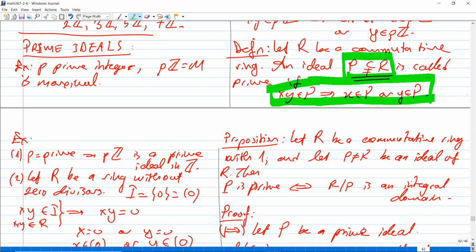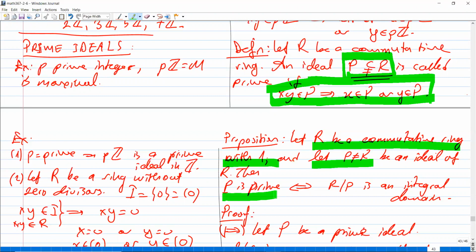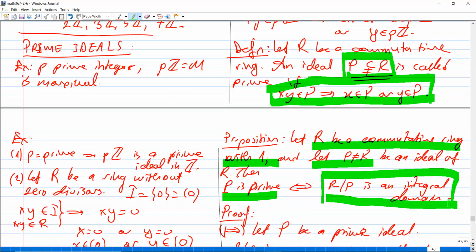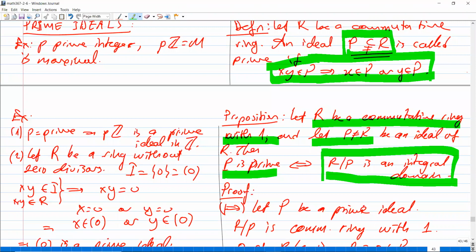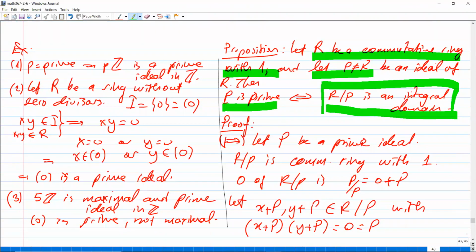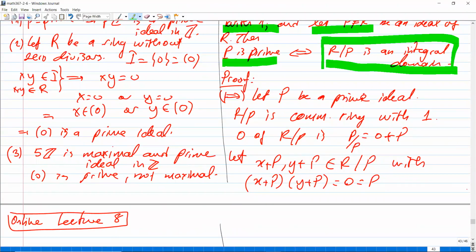As a proposition, we stated that: let R be a commutative ring with 1, and P a proper ideal. Then the characterization of prime ideals is that P is a prime ideal if and only if the quotient R over P is an integral domain. And for the proof, let's remember what we did. We started this way.